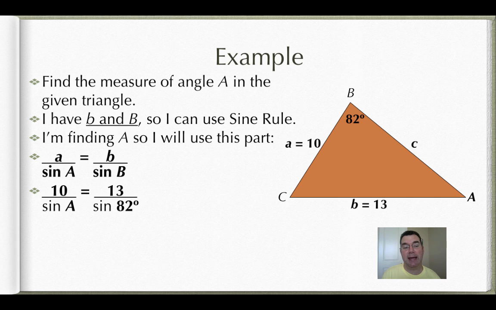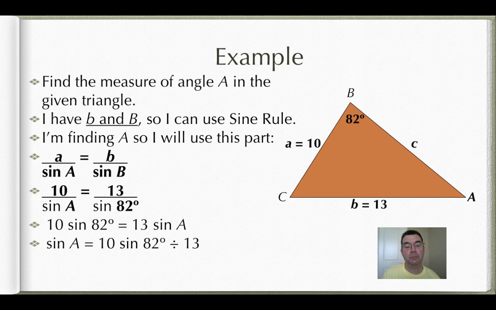10 over the sine of A is going to equal 13 over the sine of 82 degrees. Again, I cross multiply. 10 times the sine of 82 degrees is going to equal 13 times the sine of angle A. And I divide both sides by 13, and that gets me the sine of A. I need to know an angle, so I need to use an inverse. So A is going to equal the inverse sine of whatever 10 times the sine of 82 divided by 13 is. That turns out to be 49.6 degrees.